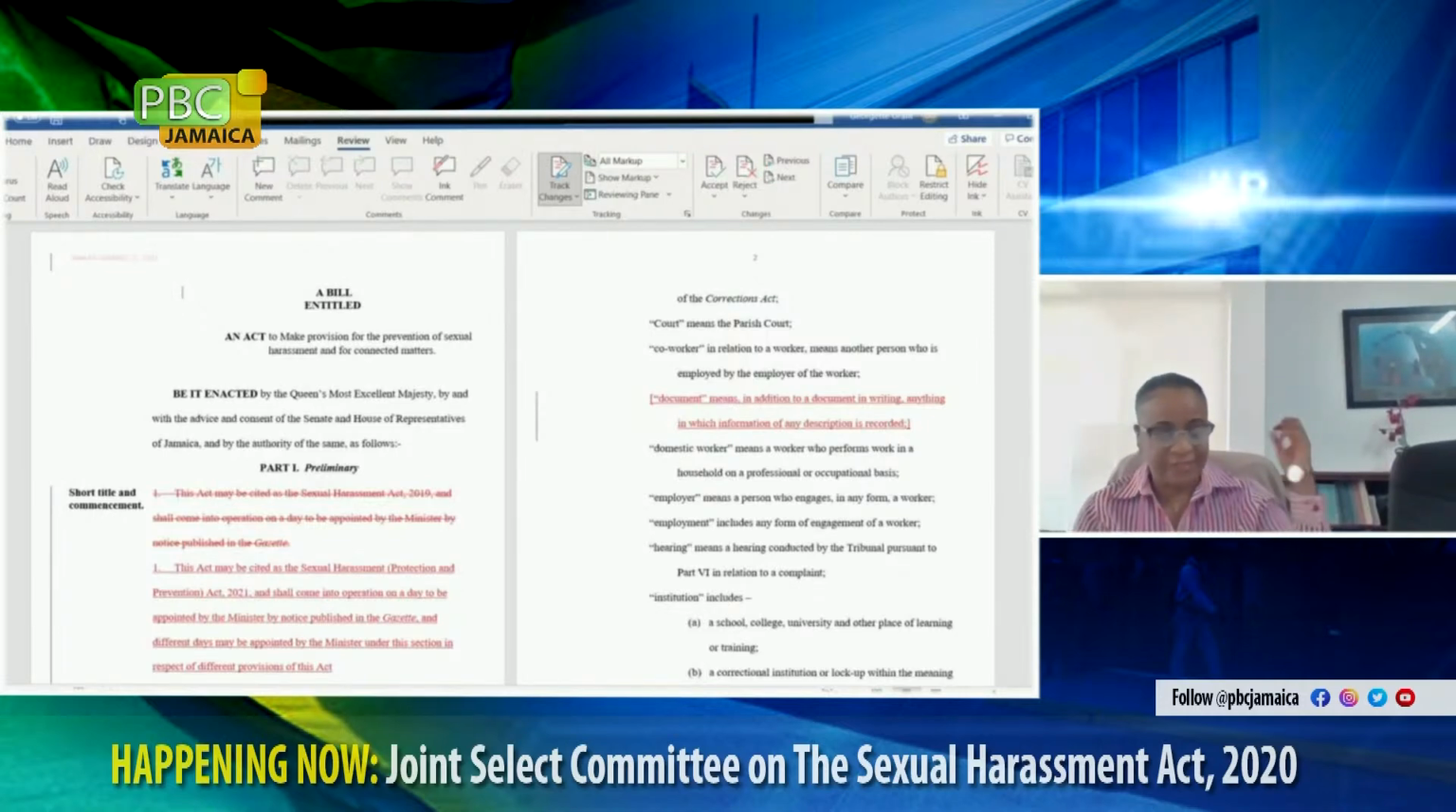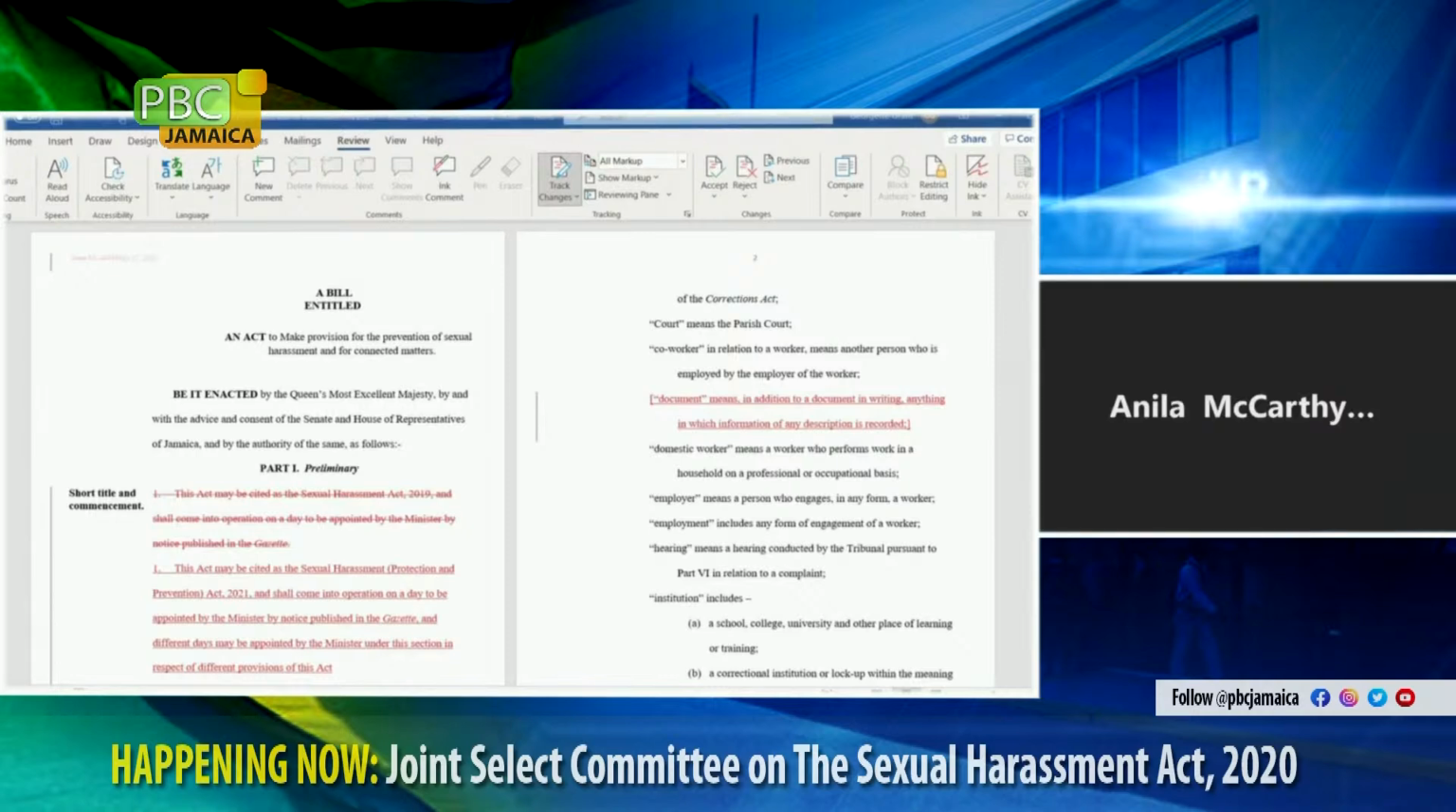So one of the first proposals that was made before the committee was for us to amend the title of the bill and to have the different days be appointed by the minister for different provisions of the bill to come into effect. And that is what we did with clause 1. If you look at the list of amendments, we deleted clause 1 and we substituted therefore the following. Do I need to read it into the record, Ms. McCarthy?